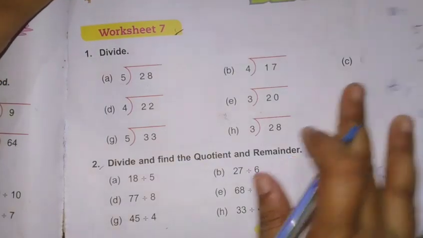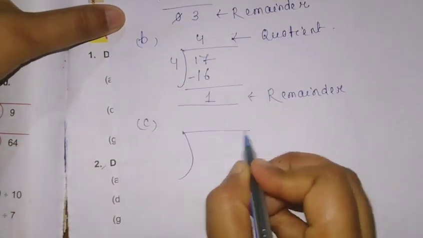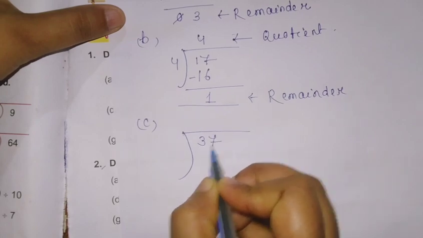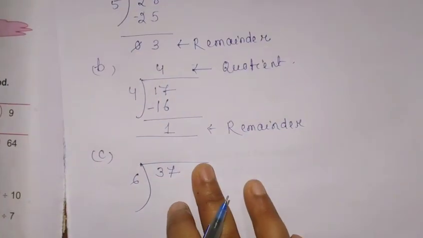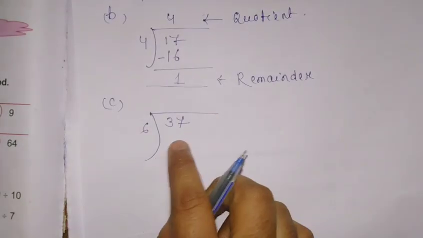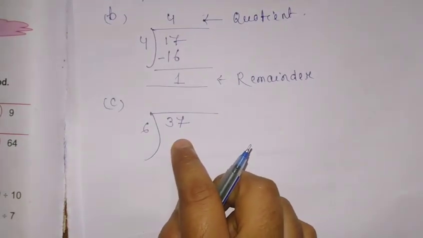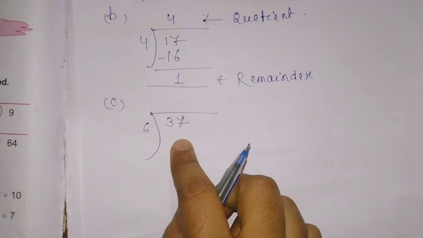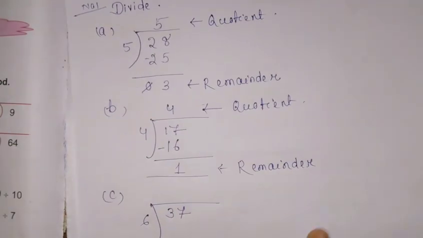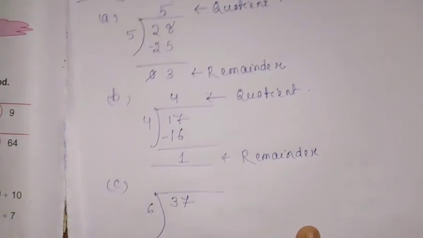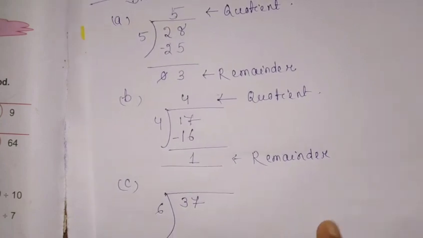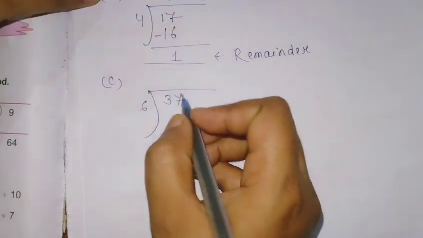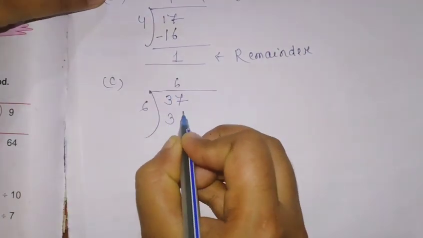37 divided by 6. First, recite the multiplication table of 6 till we get 37. Then 37 will not be found in the table of 6. Then we recite the multiplication table of 6 till we get the number which is just less than 37. Then 6 6s are 36.